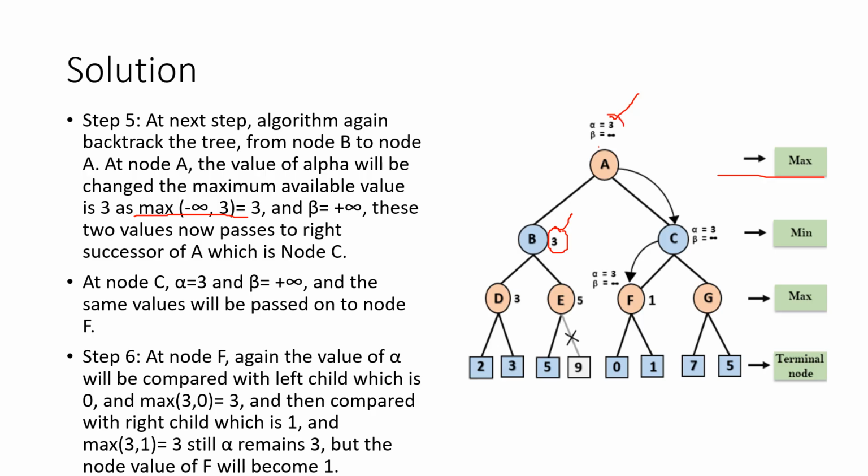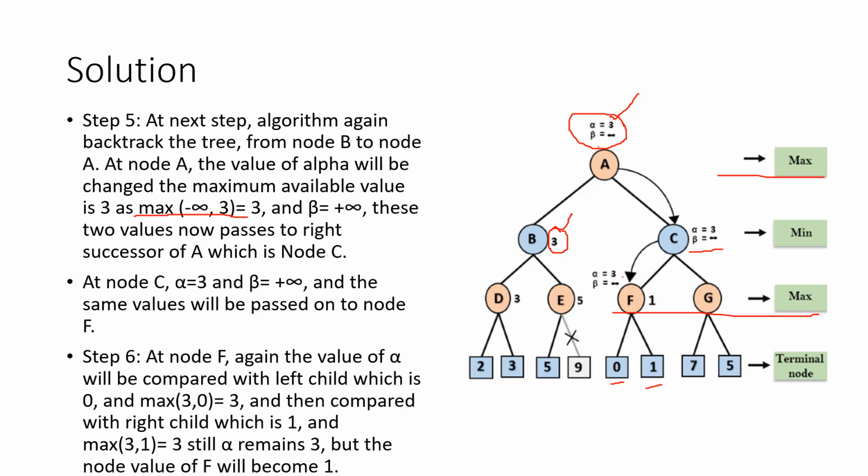And this alpha and beta value will be propagated downwards. So at C also, alpha is equal to 3, beta is equal to plus infinity. Again it will be propagated downwards, alpha equal to 3 and beta equal to plus infinity. Here F has two leaf nodes, 0 and 1. First it will compare 0. F is the max node, so it will update alpha. So 3 and 0 will be compared. Which one is maximum? 3. So there is no change in alpha.